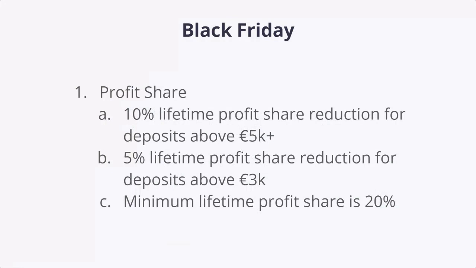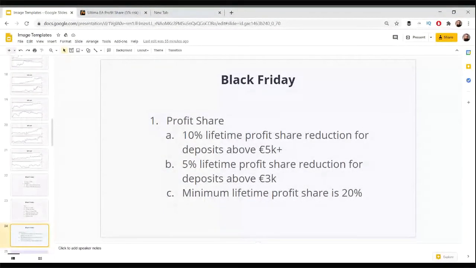The deposit has to be a net deposit minus withdrawals, of course, because otherwise people are going to try to misuse that and add 5, remove 5, get the 10% lifetime reduction. That's not the idea, and that's not how it works. So 10% off for lifetime with net deposits staying above 5,000, 5% with net deposits above 3,000. So that's a nice little extra for profit share members as well. I think it's quite a big incentive.